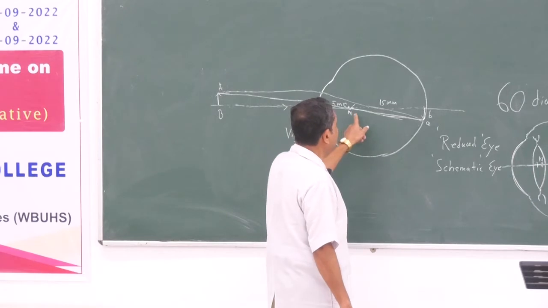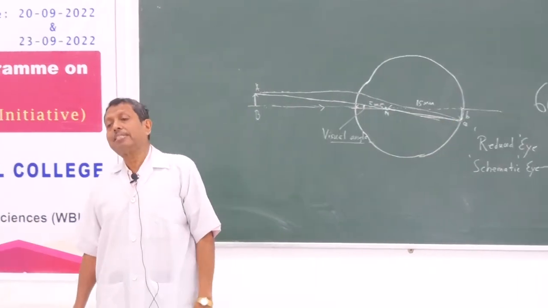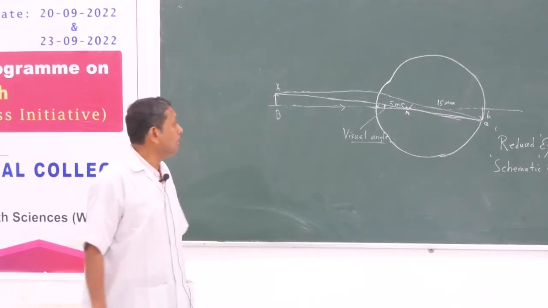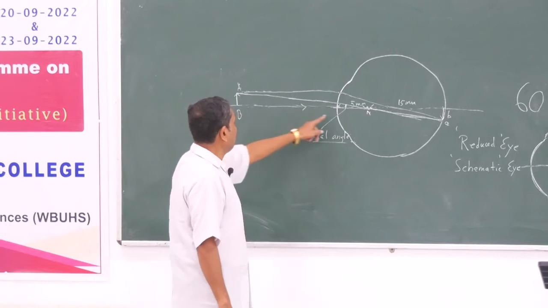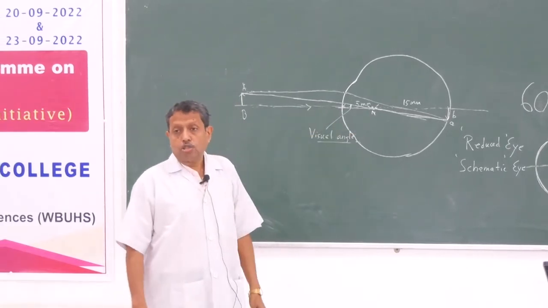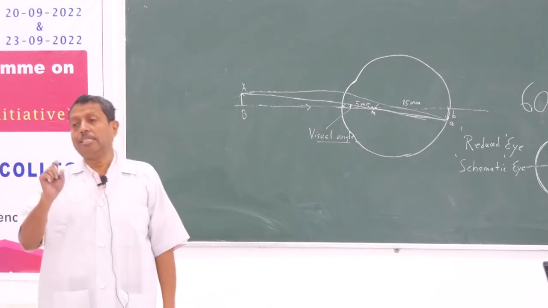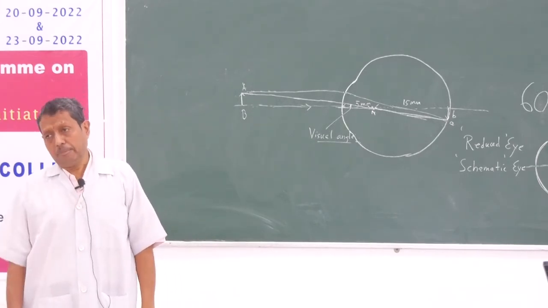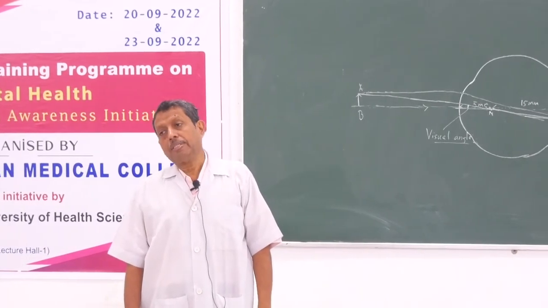And this triangle ABN and small a and b are similar triangles. So the size of the image can be calculated if you know this distance. These are constants, and so from this distance you can find out what should be the magnitude of the inverted image that is produced.